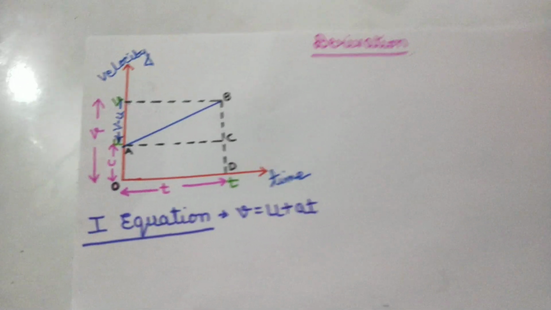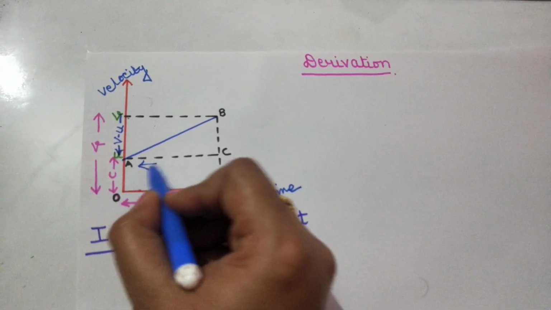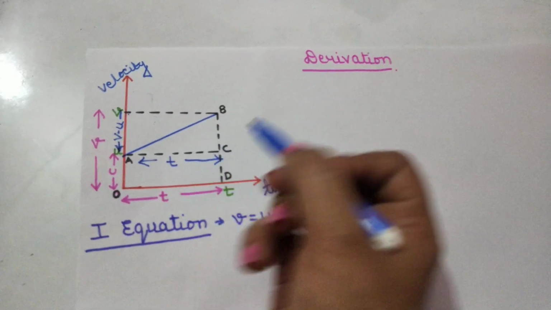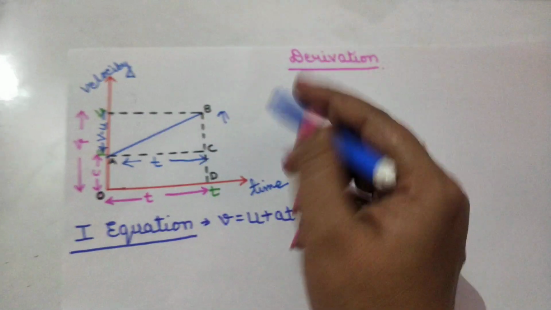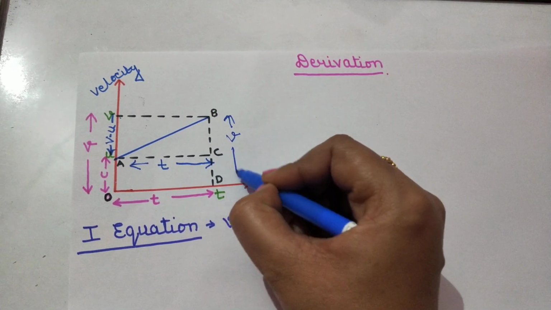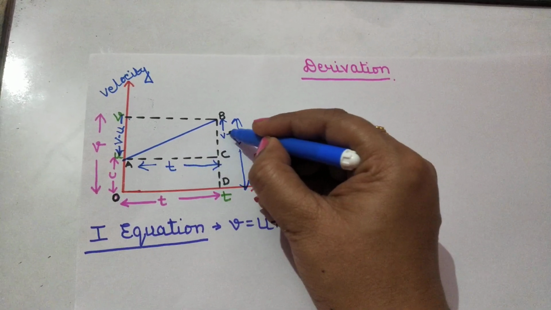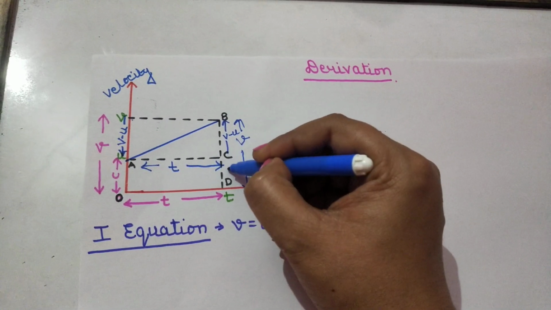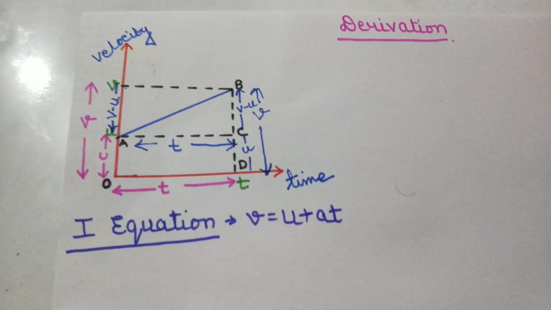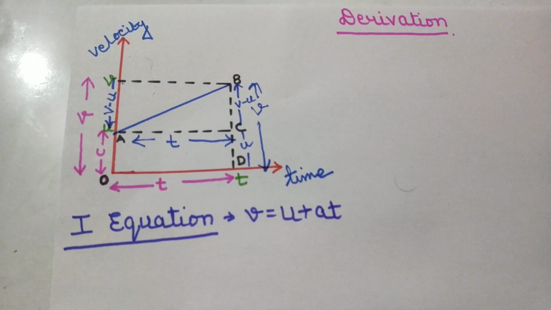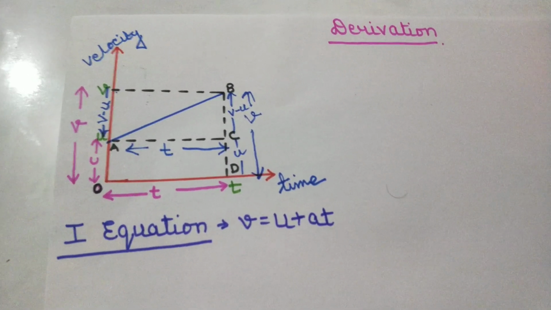Okay. So the length of OD is t, so the length of AC will also be t. Length of BD will be the same as this, so it will be v. Similarly, the length of BC will be v minus u, and CD will be u. Okay. So first of all, do the practice of drawing this graph, and then we will move to our derivation part. So you can pause your video over here and do the practice.